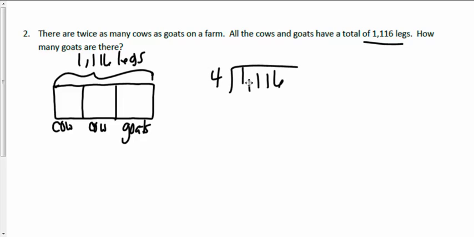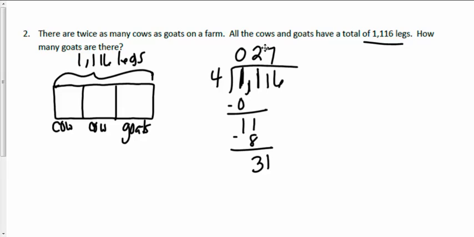So 11, remember this is a comma. So I cannot take 4 into 1. That would be 0. So 0 times 4 would be 0. So that leaves 1,000. I'm going to add that to my 100. So 11 divided by 4 would be 2. And 2 times 4 would be 8. So when I subtract, I get 3. I'm going to add that to my 110. So I've got 31 tens. 31 tens divided by 4 would be 7, because 7 times 4 is 28. 31 minus 28 is 3. Add that to my 6 ones, and that gives me 9. 9 times 4 would be 36.